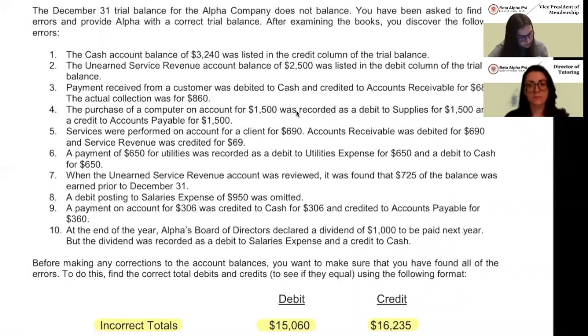Number 6, a payment of $650 for utilities was recorded as a debit to utilities expense for $650 and a debit to cash for $650. So here they debited their expense and they also debited cash, but really it should have been a credit to cash because they paid it. So that was their mistake. They debited cash when they should have credited it, but the debit to utilities expense for $650 was correct, and both of the numbers are correct.